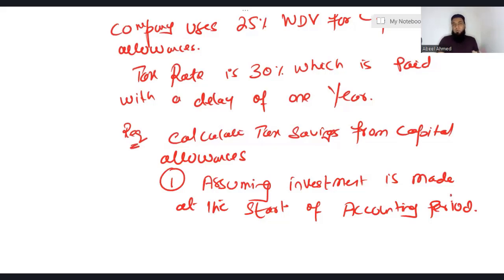Now you might be thinking, what is the importance of writing this, that the investment is made at the start of accounting period? Another question that comes to some students' minds: what if the investment is not made at the start of accounting period? If it is made at the end of accounting period, then what happens? We will discuss that. Don't worry at all. But right now we are discussing the case which comes 99% in your exam, that investment is made at the start of accounting period.